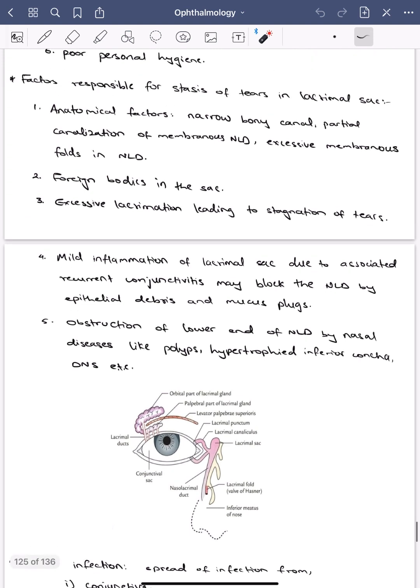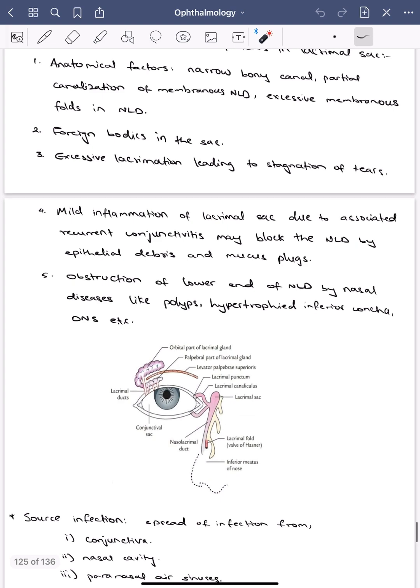So again, anatomical factors, remember three things: narrow bony canal, partial canalization of the membranous nasolacrimal duct, and excessive membranous folds within the nasolacrimal duct. Second is foreign bodies. Third is excessive lacrimation. Fourth is mild inflammation of the lacrimal sac, which results in blockage by epithelial debris and mucus plugs. And fifth is the obstruction due to nasal diseases.